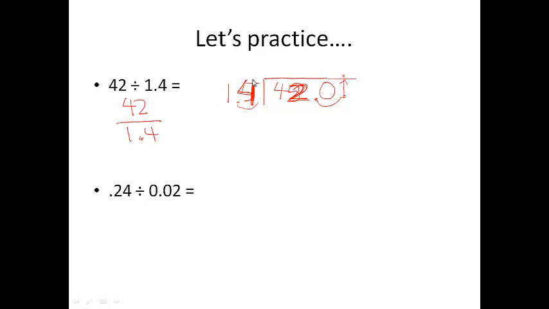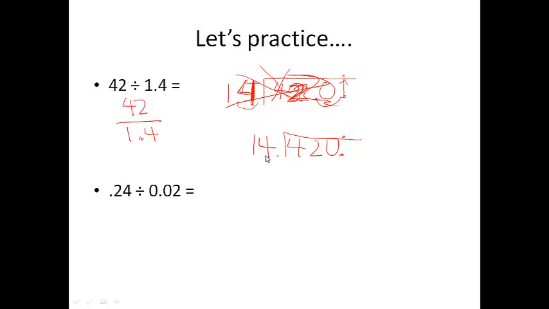Now, like I said, mine looks so messy, I'm going to rewrite it anyway, but you have to rewrite it because it looks really messy if we keep it like that. So now we have 420 divided by 14, because we made 14 a whole number, right? Because we moved it once. So then I move my decimal up and forget about it. Okay, this one's done because we rewrote it.